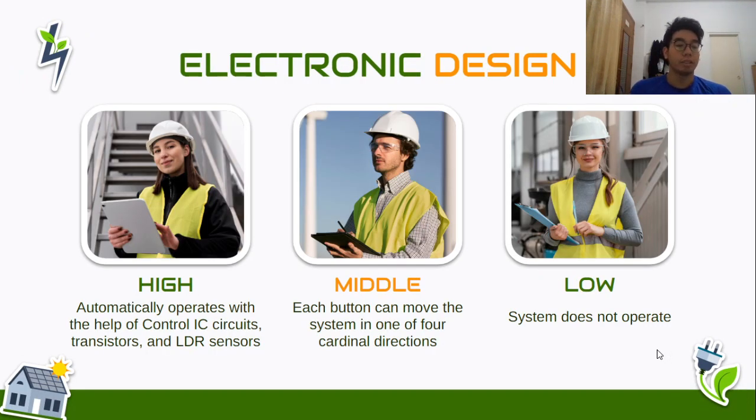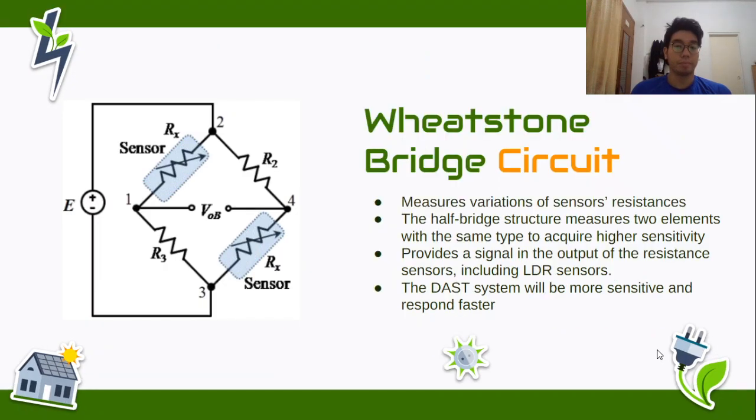So in the electronic design of the DAST system, it will operate in both manual and automatic modes using three status keys, namely the high, middle, and low. In the high key, it will automatically operate with the help of control IC circuits, transistors, and LDR sensors. In the middle key, each button can move the system in one of four cardinal directions, as well as calibrate the tracker system. And last but not least, in the low key, the system will not operate.